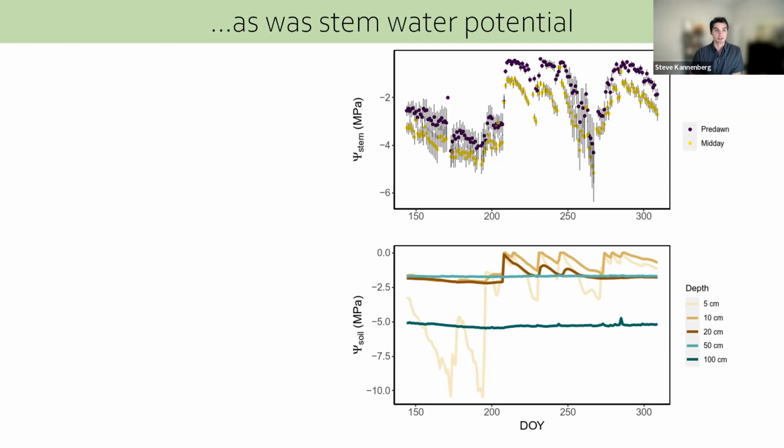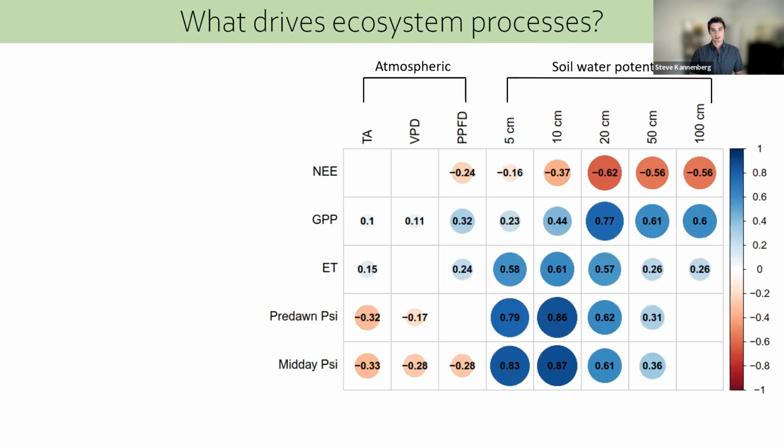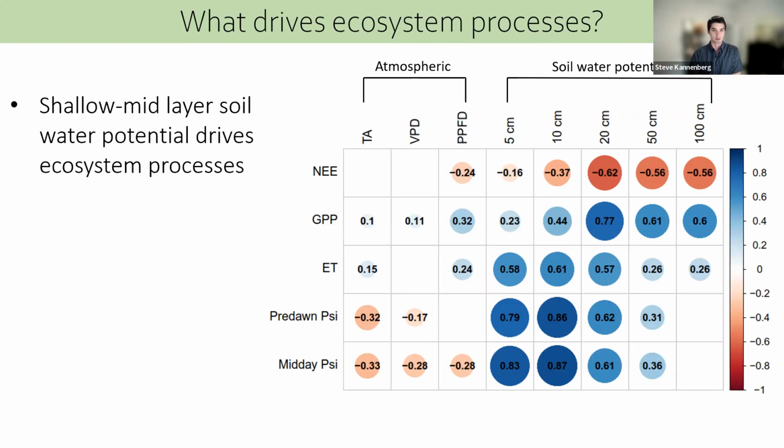It's also important to note here that that was the year where we didn't have much snow accumulation. And so deep soil water potential is pretty much flatlined throughout the entire year. And so because deep soil moisture was so static, you really see that stand water potential track fluctuations in shallow layers of soil moisture. And sure enough, we can also see that statistically, not just visually. We found that overwhelmingly the most important factor controlling variability in all of these ecosystem processes was shallow to mid layers of soil water potential.